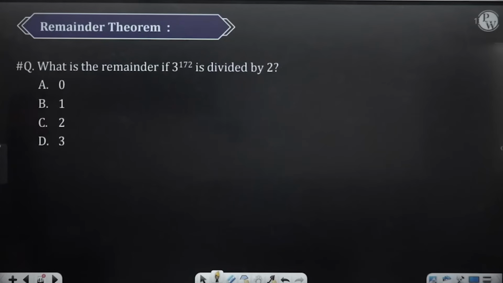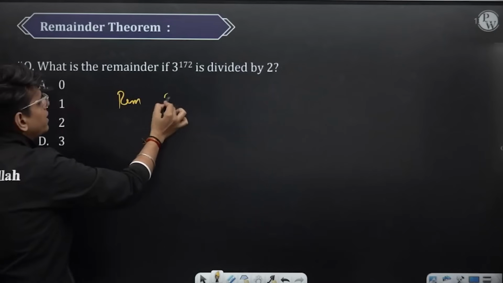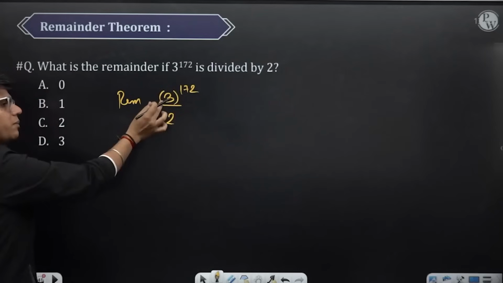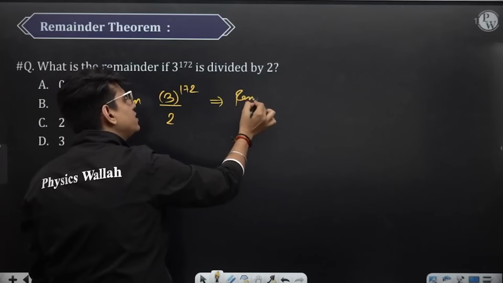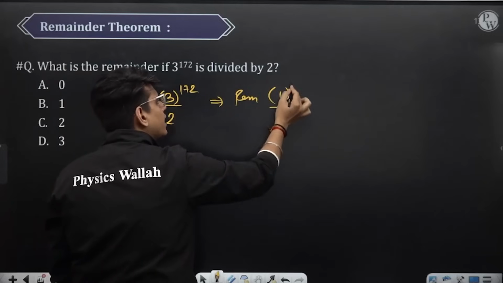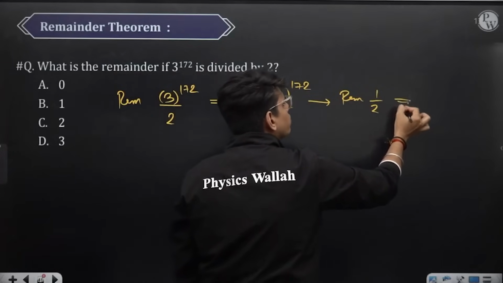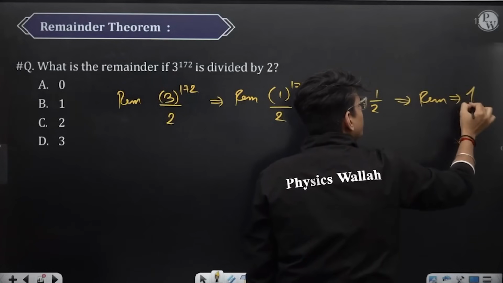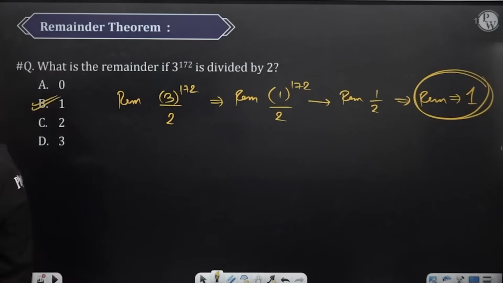Now, what is the remainder when 3 to the power 172 is divided by 2? Remainder when 3 to the power 172 is divided by 2, we can find the individual remainder and multiply them 172 times. So the remainder when 3 is divided by 2 is 1. So this becomes remainder of 1 by 2. So remainder when 1 is divided by 2 is 1. Okay, so this is the solution.